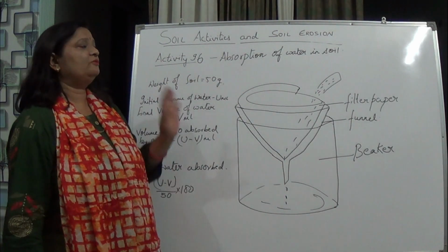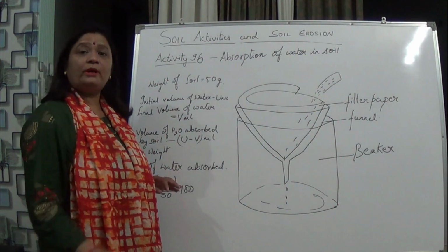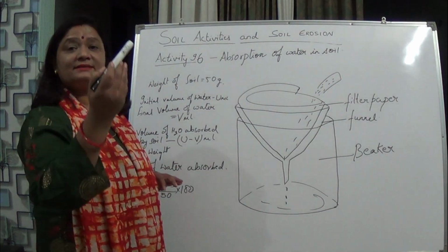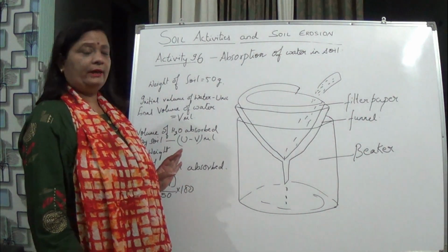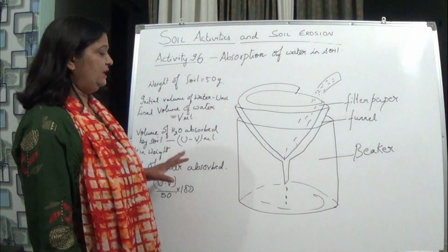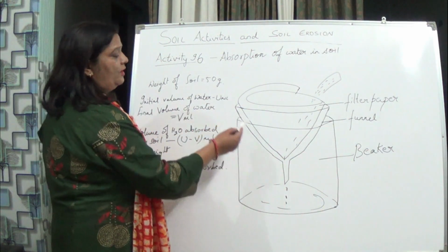Okay, this is absorption of water in the soil. It means how the water is absorbed in different types of soil, and those soils are the sandy soil, the clay soil and the loamy soil. So for this experiment we need a beaker specifically, and a funnel.